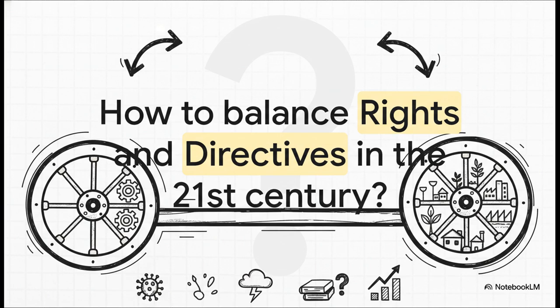And that leaves us with a really important question to think about for our times. As society changes and we face new challenges, how do we keep reinterpreting and rebalancing those two wheels of the chariot? So there you have it. The directive principles really are the moral compass guiding the ship of state, always pointing towards a more just and equitable society.